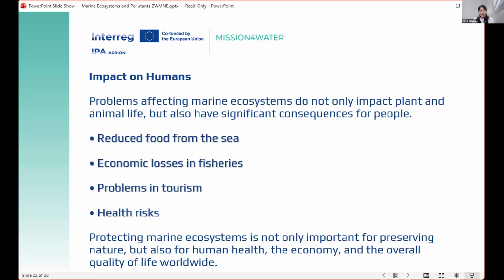Health risks: I already mentioned some of them, but marine organisms can accumulate harmful chemicals, heavy metals, and microplastics. Consuming contaminated fish and seafood can pose health risks to humans. In addition, polluted water may increase the spread of various diseases. Because of this, protecting marine ecosystems is important not just for protecting nature, but also for human health, the economy, and overall quality of life. Next slide.